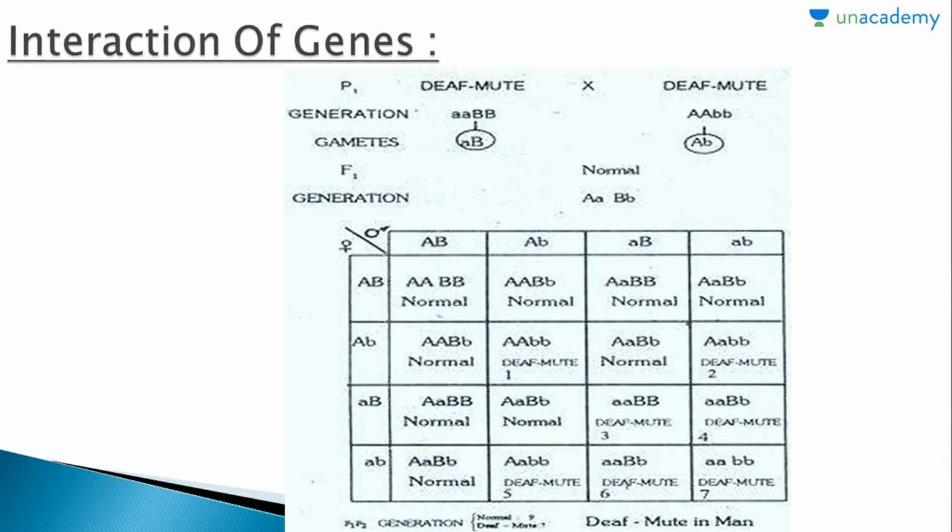For example, you can refer to this diagram. This is a dihybrid cross of a deaf mute person. That is, we have these parentals. These are the gametes produced, and when these gametes are crossed, in some of the cases, a deaf mute person may be produced.